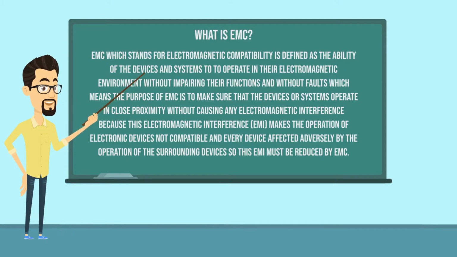That means the purpose of the EMC is to make sure that the devices or systems operate in close proximity without causing any electromagnetic interference, because this electromagnetic interference, called EMI, makes the operation of electronic devices not compatible and every device affected adversely by the operation of the surrounding devices. So this EMI must be reduced by EMC.